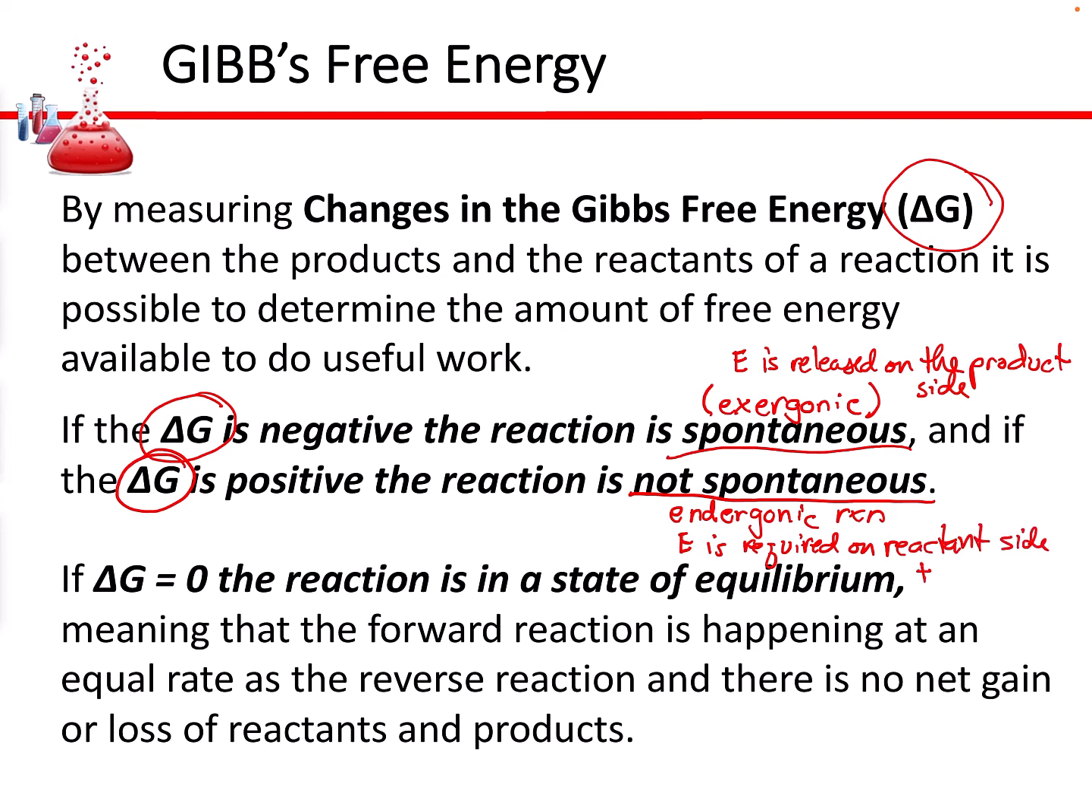There's one more type of reaction that can occur, and that's where our delta G is exactly 0. This is where the reaction is said to be in a state of equilibrium. This means that the forward reaction is happening at an equal rate as the reverse reaction, and there's no net gain or loss of reactants and products. It's in a state of equilibrium, equal amounts being produced and returned to the reactant state.